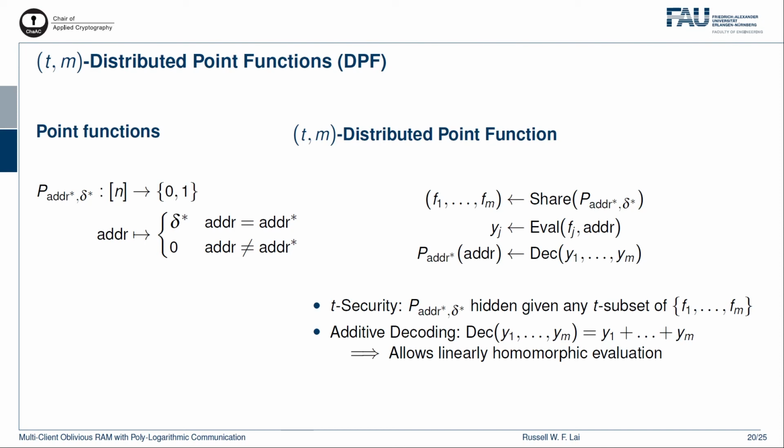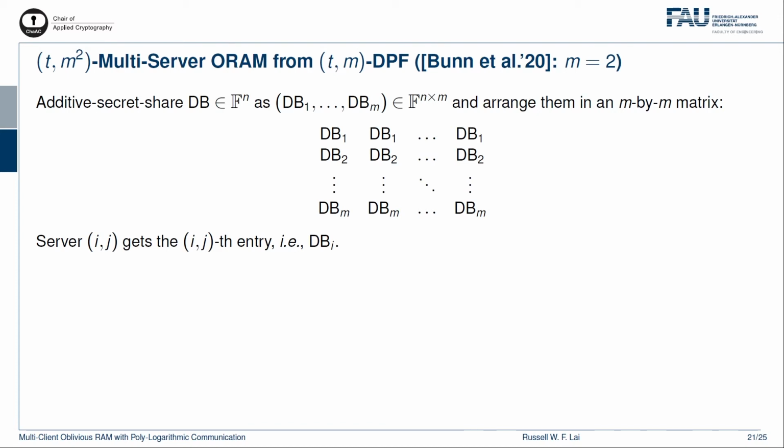Existing constructions of DPFs have a very nice additive decoding property, which means that the decoding algorithm simply adds up all the output shares. This property allows linearly homomorphic evaluation, as we will see in the next slide. Given a TM-DPF, it is not difficult to construct a multi-server, single-client ORAM with corruption threshold T and M² servers.